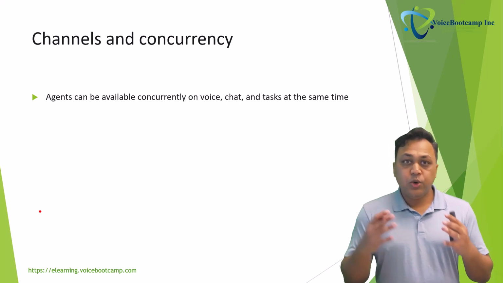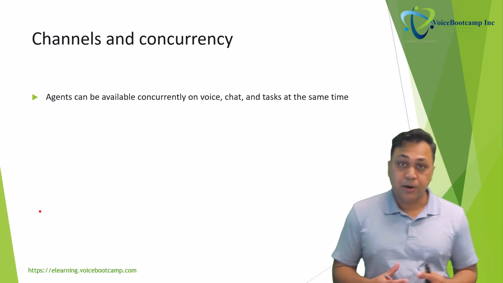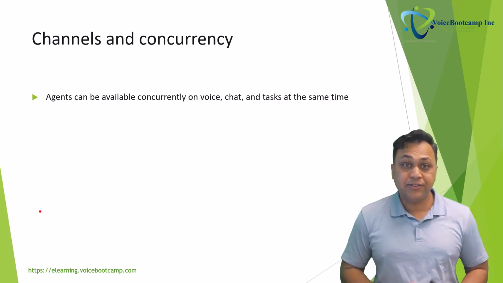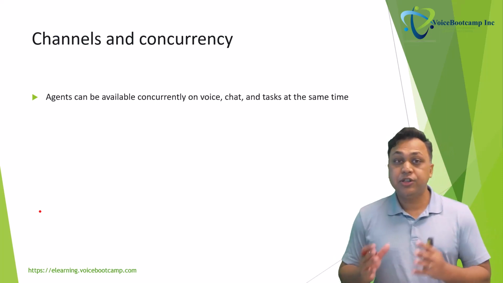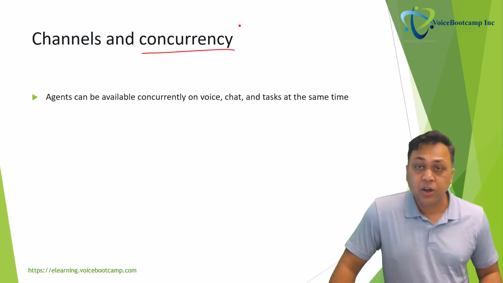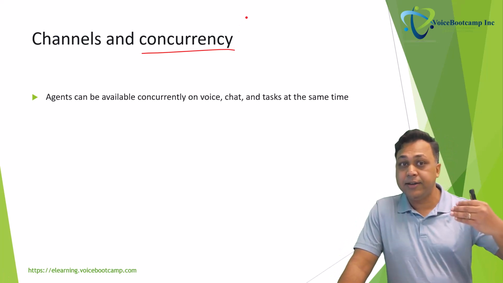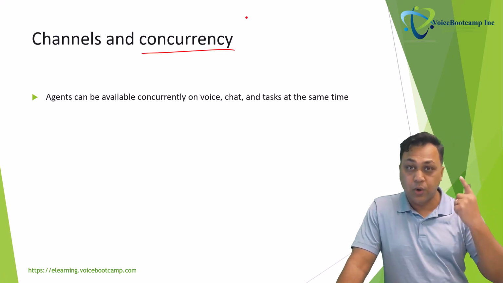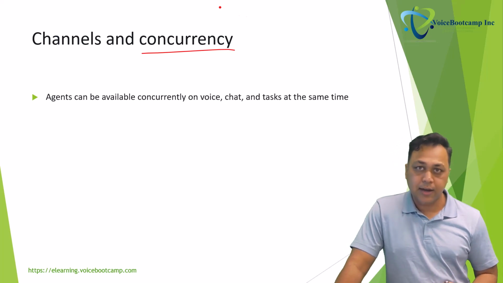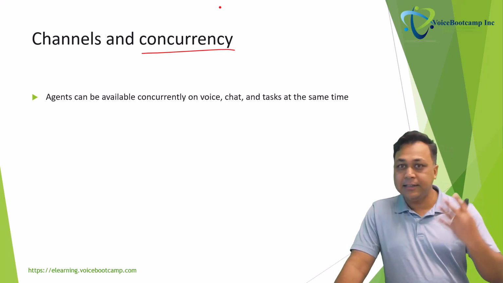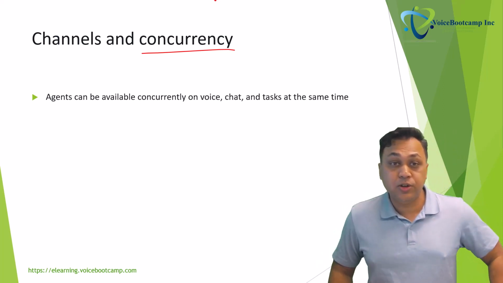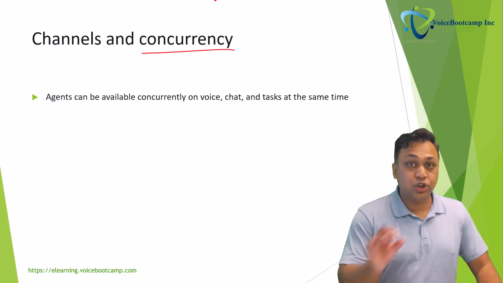Now, when it comes to channels, remember we talked about the omni-channel part, that an agent can be available concurrently on voice, chat, and task, all at the same time. However, how many simultaneous contacts are allowed will depend on your concurrency configuration. For example, you might create a policy that says an agent can only receive one voice call, because you cannot serve 2 customers at a time. It would be very unprofessional to do that. So 1 voice call, but up to 2 chats and 10 tasks. This way, you can allocate how many contacts can go to an agent based on each channel.